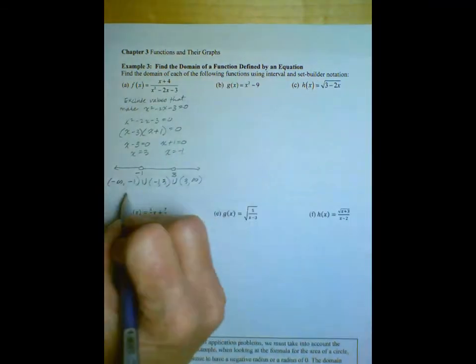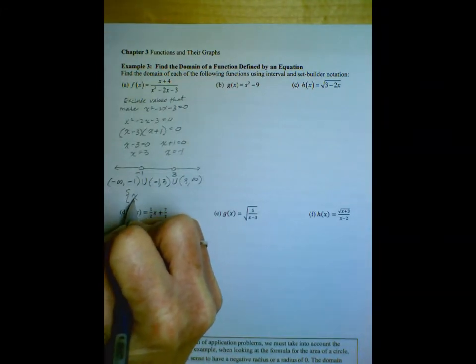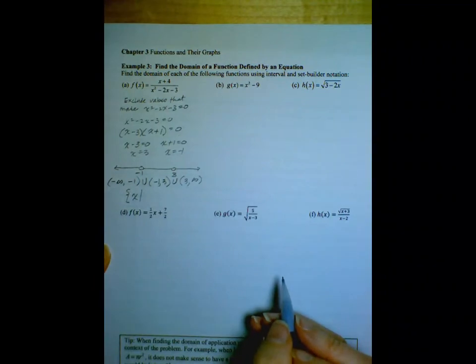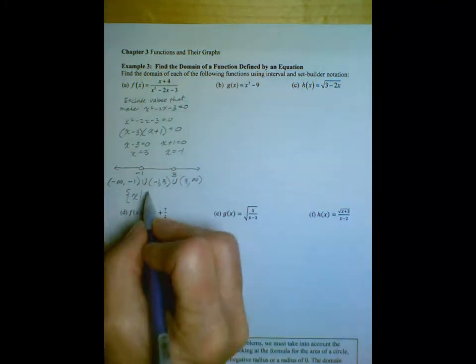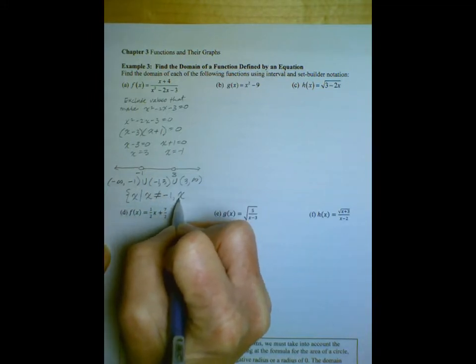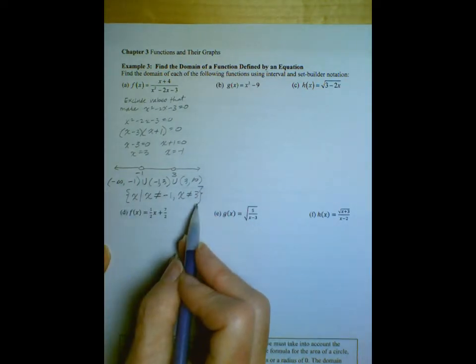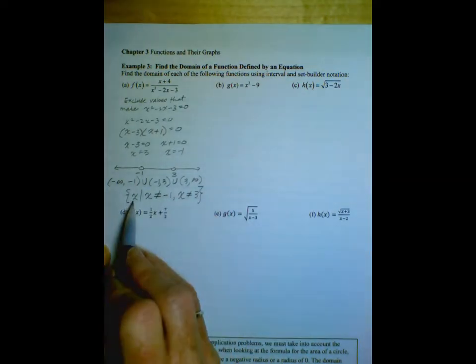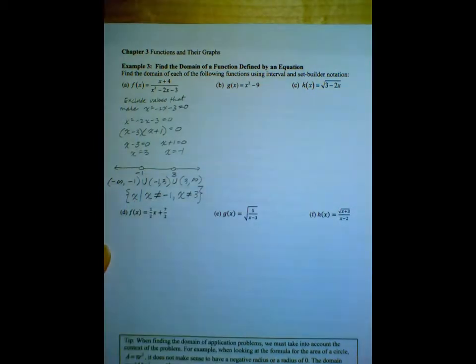Now, what is set builder notation? We saw this before. The set of all x such that, now I have to describe them. And what do they look like? It's all real numbers x, except x cannot be negative 1, comma, x cannot be 3. And that tells you what the x's are in the domain. It's all real values of x except negative 1 and 3.